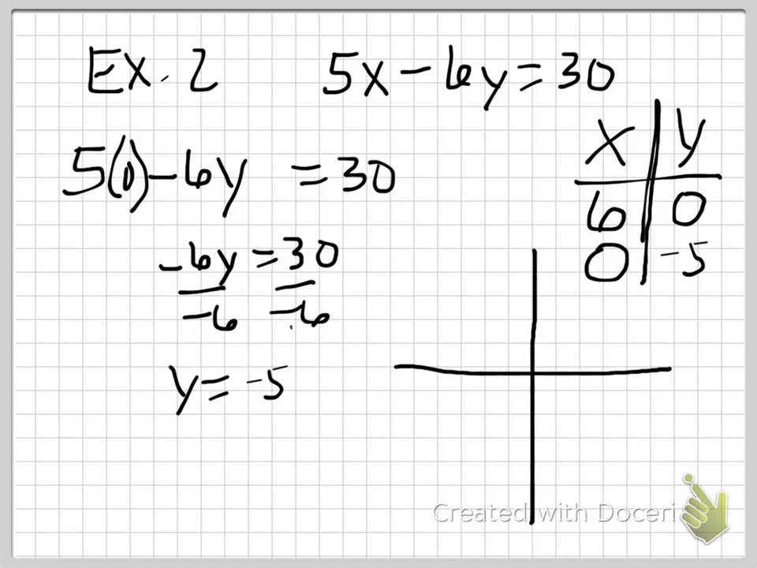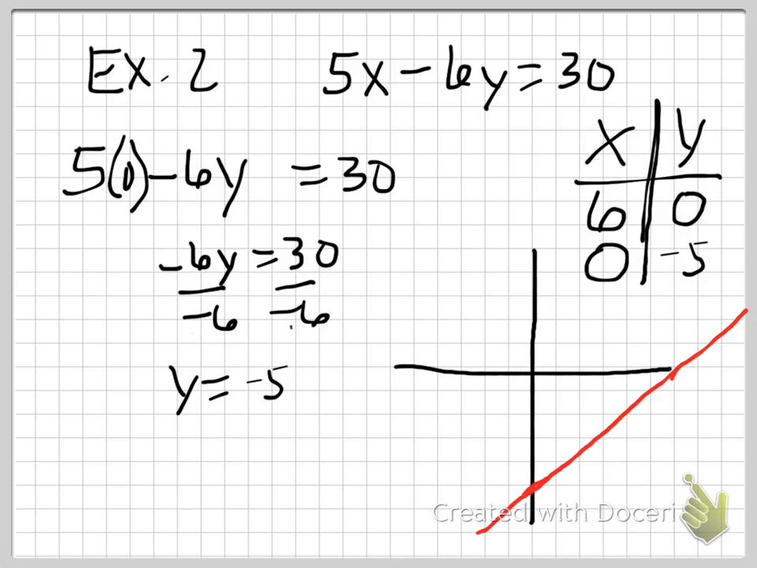So now that we have that, we can go ahead and plot these numbers. So we have x equals 6. 1, 2, 3, 4, 5, 6, way over here. And we have 0 for x and negative 5 for y. So 1, 2, 3, 4, 5. So right here. So then when we talk about graphing our line here, we just put our line through both those points. And this would be the graph of 5x minus 6y equals 30.